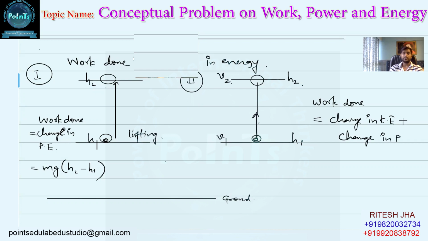Remember, whenever we are doing the change, that means you are doing the final minus initial. That means half m v2 square minus v1 square, plus mg h2 minus h1.